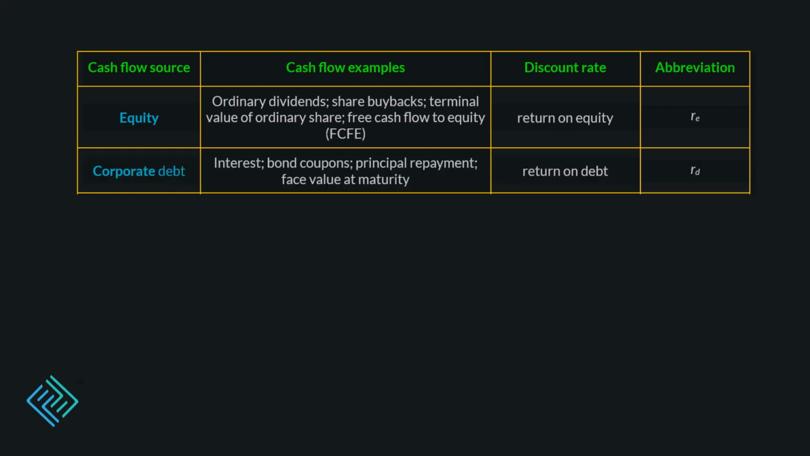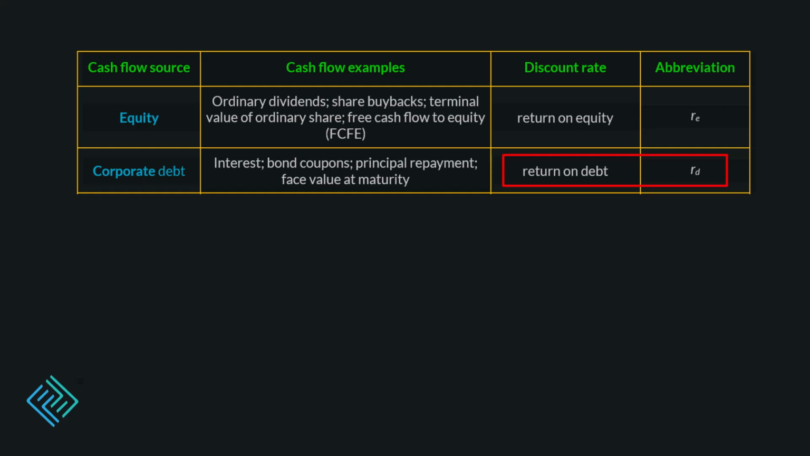Corporate debt can take on a number of different forms. It could be money market instruments or bank borrowings or bonds issued by the company. In all cases, the cash flows related to those financial instruments, which would be things like interest, bond coupons, the repayment of principal on bank borrowings, or the redemption of the face value of a bond at its maturity, are all discounted at the rate of return on debt, which we abbreviate with R subscript D.